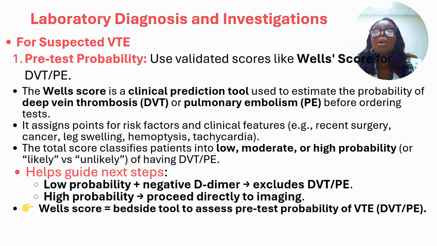Now, the Wells score helps guide the next step: low probability plus a negative D-dimer excludes deep vein thrombosis. When the clinician has done the Wells score and the patient has low probability, and a D-dimer test comes out negative, then it excludes deep vein thrombosis and pulmonary embolism. And if the patient has high probability, then you proceed directly to imaging. The Wells score is a bedside tool to assess pre-test probability of venous thromboembolism, that is in cases of suspected deep vein thrombosis and pulmonary embolism.